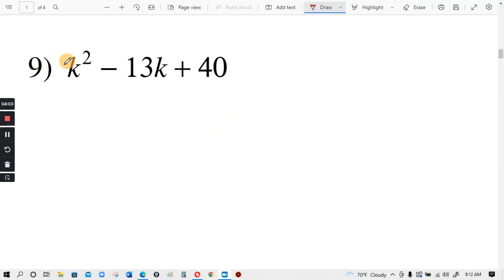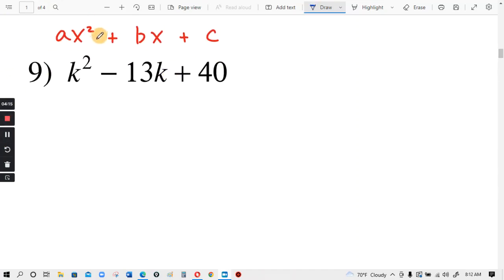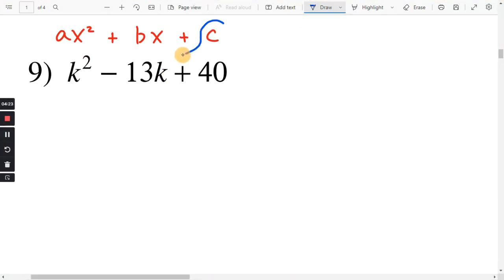Please pause and try number 9. You want two numbers that multiply to 40 and add to negative 13. So this equation is in the form of ax squared plus bx plus c, but instead of x, they use the variable k. We can clearly see that c is positive 40, and the coefficient in front of the k is b. We can see that b is negative 13. So we're going to write out the factors for 40.